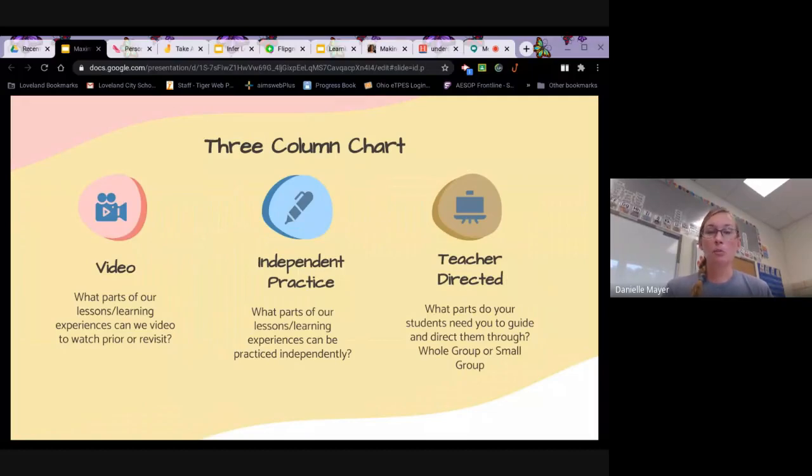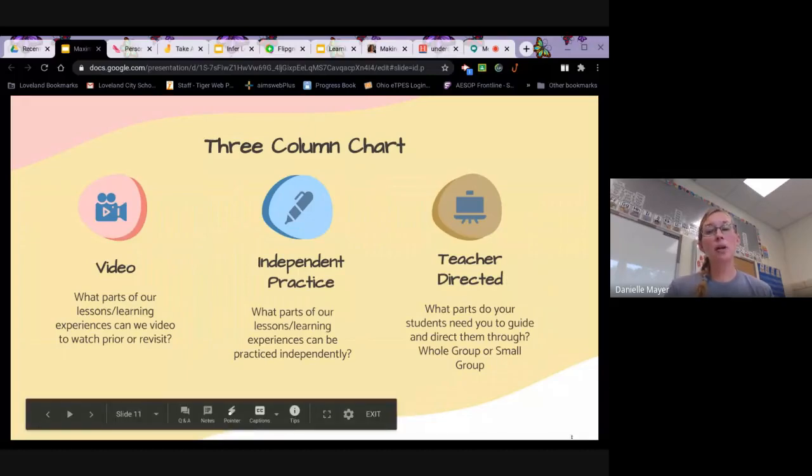In the first column, we're going to say what could be videoed, right? What parts of our lesson or learning they could watch prior to, or they could revisit later if they don't understand. In the middle column, we're going to say what parts could be independent practice. What kind of learning experiences can they do by themselves? And then I could give the follow-up.